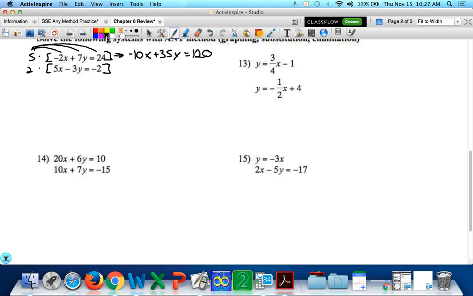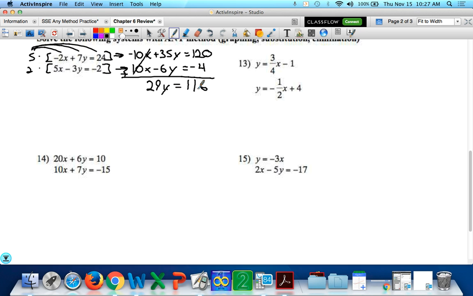Next, I'm going to have 2 times 5x, which is 10x. 2 times negative 3y is negative 6y. And 2 times negative 2 is just a negative 4. Much larger numbers up on the top equation. That's because we multiplied it by the bigger number. When we add these together, my x's are going to cancel. I get a 29y. Be careful there. Throw that in the calculator just to be sure. Equals a 116.